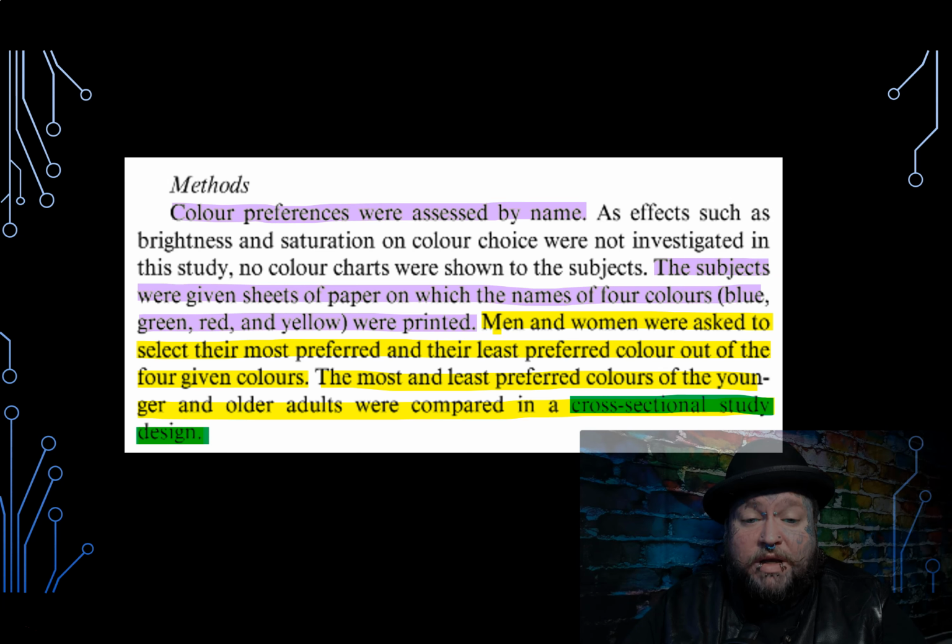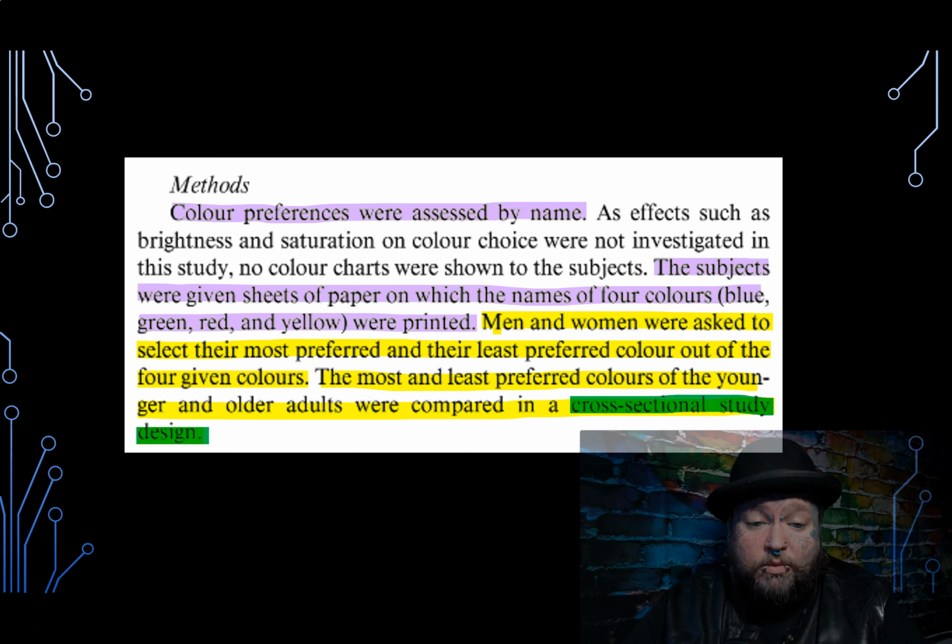Color preference was assessed by name, so we know it's the color name method. The subjects were given sheets of paper on which the names of the 4 colors were written: blue, green, red, and yellow. So they even said how they were giving it, being more specific. This is something we should take into account in our experiment procedure, that we should state how we're doing that, because someone else has got to reproduce this. Like, was it a piece of paper with the names, or was it a researcher saying, do you like red, green, or blue? That's one way to collect it. But here they're saying they were given sheets of paper, and then they were able to pick from there.